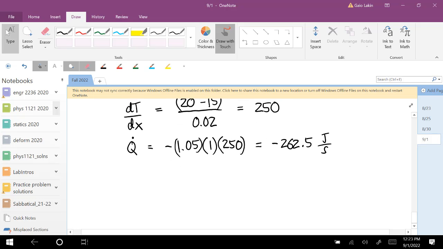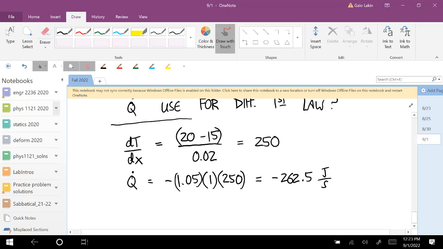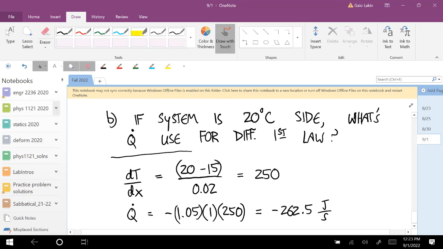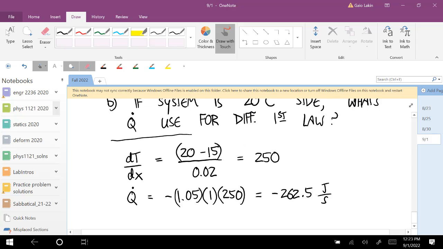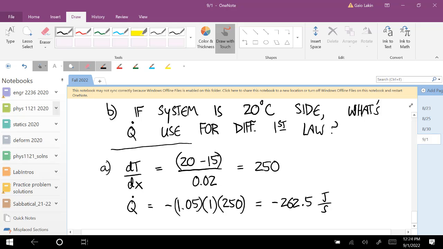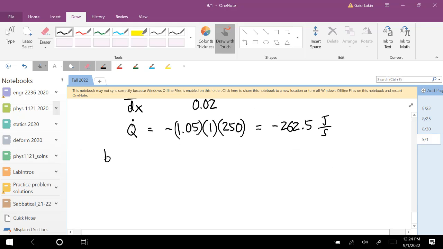Okay, so this is Q dot, and this is part A. Now for part B, our system is the 20-degree side. So is this heat transfer coming into our system or leaving our system? Leaving our system.